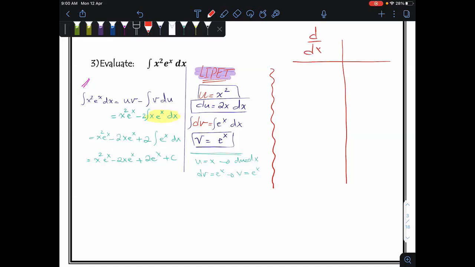Remember? d over dx and the integral. Okay, Rafi, one minute. Can you answer, guys? Yeah, Rafi. Hello? Yes. Try, Rafi. Hello. d over dx is what?